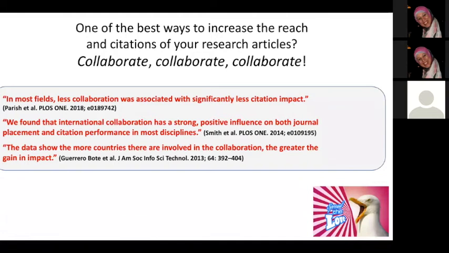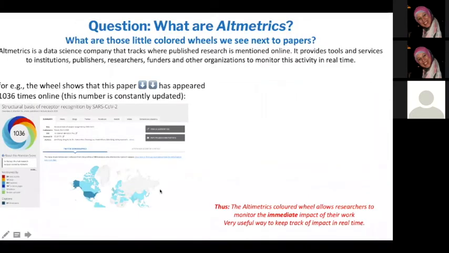So how can you be successful? How can you publish more papers? How can you increase your impact? One of the best ways, of course, to do that is to collaborate, collaborate, collaborate. So we do encourage everybody to get out there and talk about your work, build your networks. One of the ways to do this, of course, is with an ORCID ID. But here quickly is a question that we often get asked.